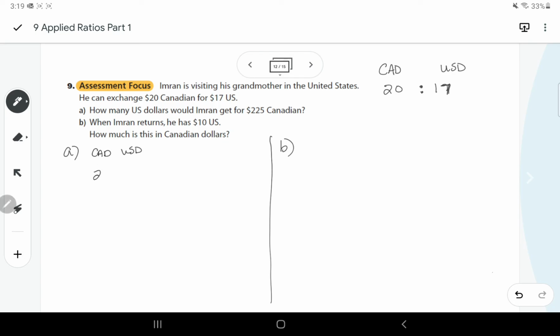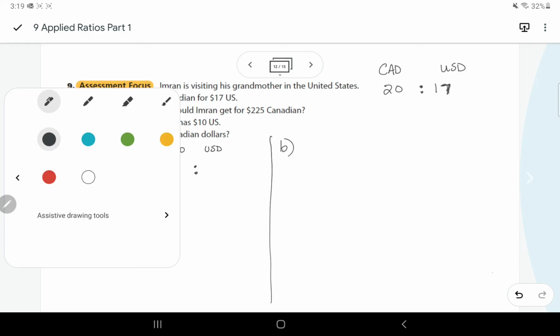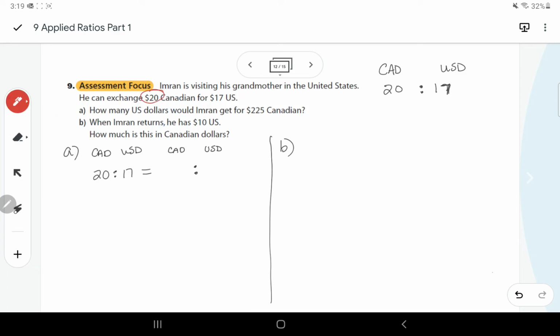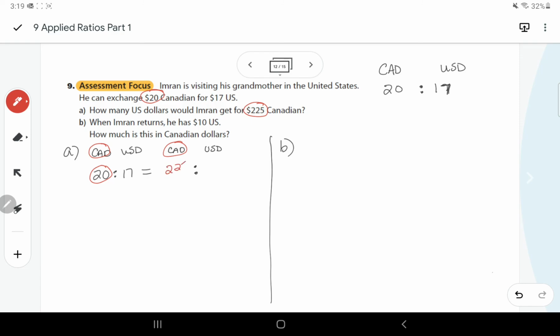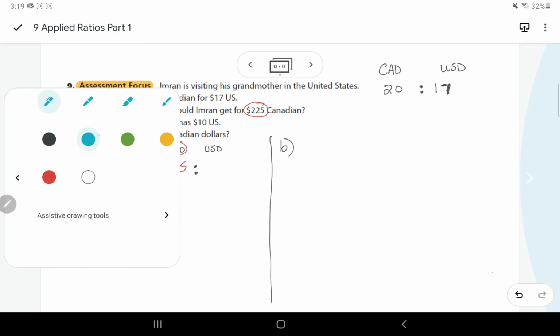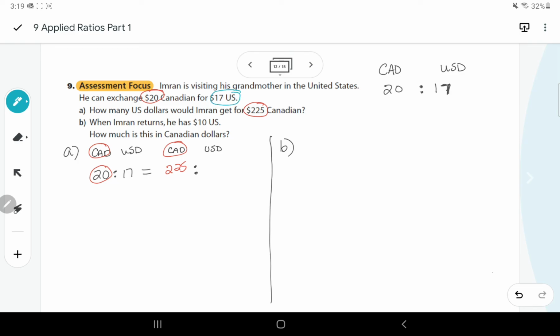So we know my ratio is 20 to 17, and that is going to be equal to, make sure you keep them in the same order here. So 20 Canadian, and then he has 225 Canadian. So that has to go in the first part of my ratio. So I'm going to put the 225 there. And the US dollars, just to kind of color code this, is 17. So the US dollars is in the second part. And this says how many? We don't know. I'm going to put an X.